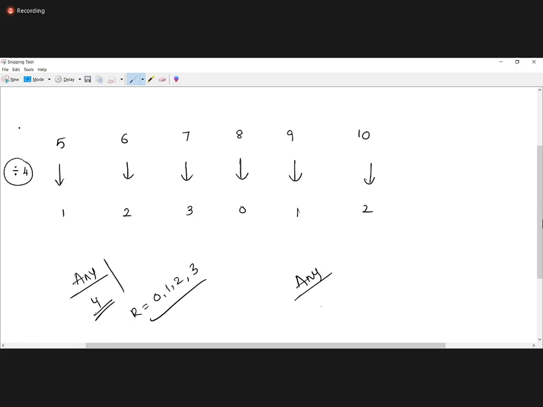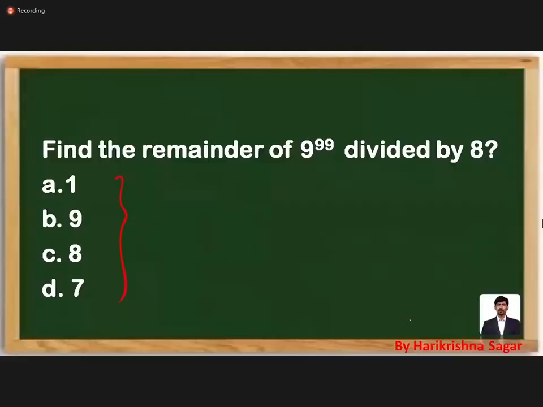Similarly, if you divide any number by k, you will get remainders which are less than k. That means it always lies between 0 and k minus 1. Here also you can just observe the previous question which they have projected. So, a number is divided by 8. 9 raised to the power of 99 is divided by 8. What is the remainder is the question.